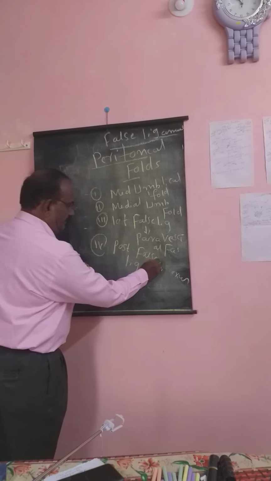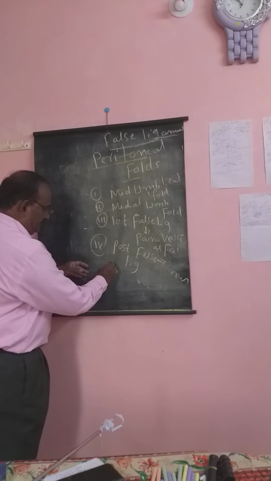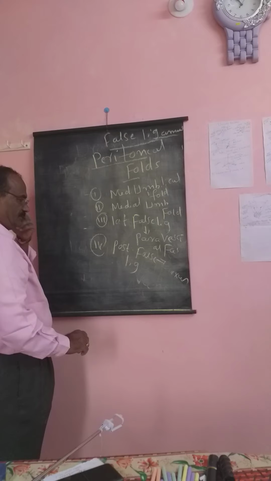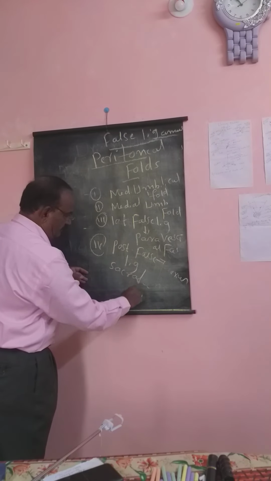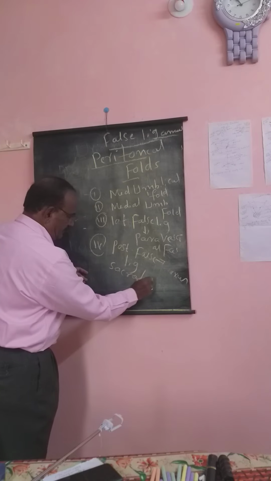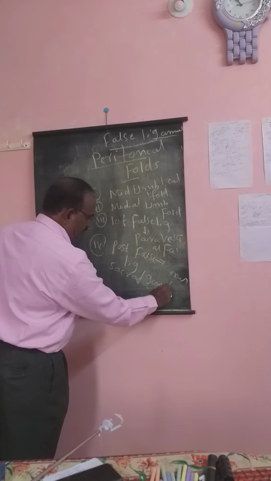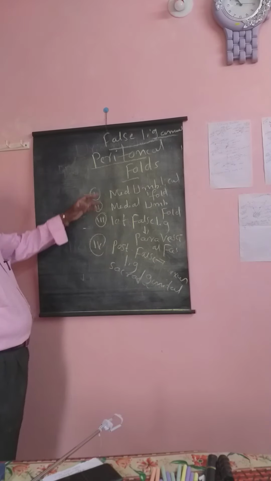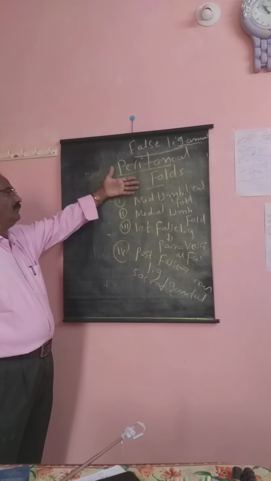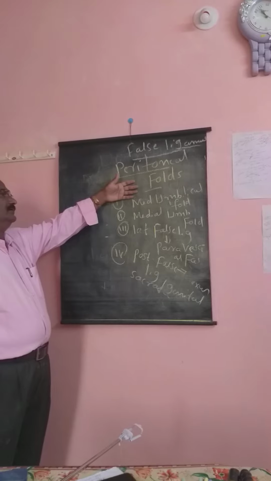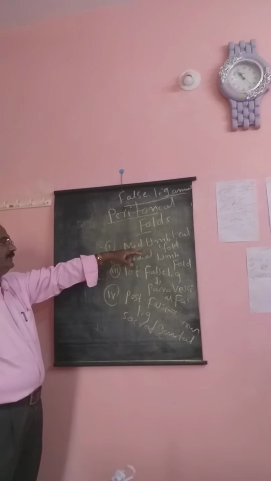The posterior false ligament is present posteriorly, between the sacrogenital fold of the peritoneum. Once again I repeat, these are the false ligaments, nothing but peritoneal folds. They just cover the umbilicus, the medial umbilical fold.